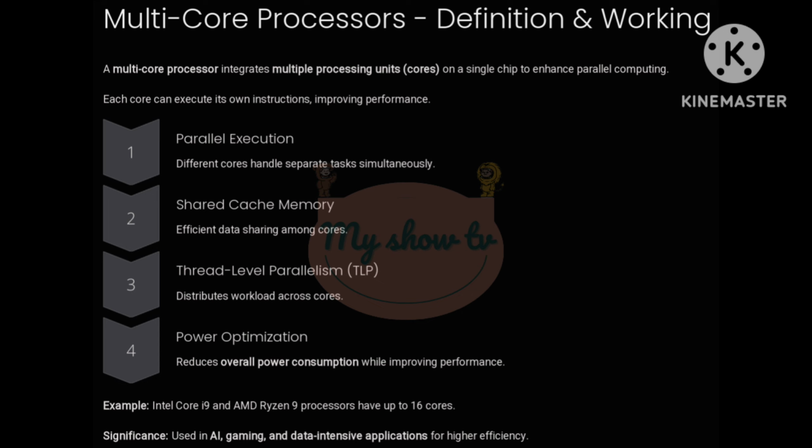Example. A 16-core AMD Ryzen 9 processor can handle multiple applications simultaneously, making it ideal for gaming, video editing, and AI training. Significance. Multi-core processors are essential in high-performance computing, cloud computing, and scientific simulations. They allow for efficient multitasking, enhanced performance, and reduced processing time.